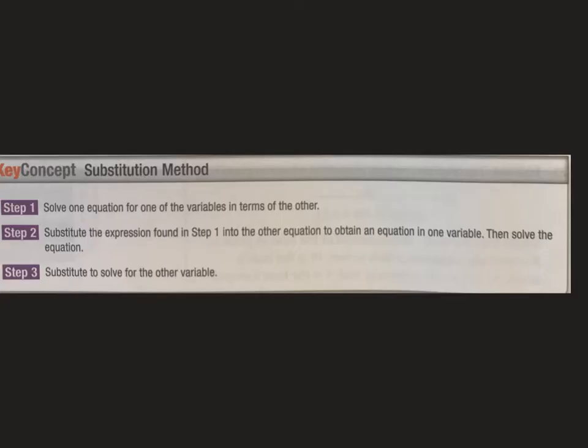Alright, so here's our key concept for the substitution method. Our first step would be to solve one equation for one of the variables. In other terms, we can think of this as isolating. I'm going to isolate a variable, so we want to get it by itself. You want it to say x equals and have a whole expression on the other side, maybe something that will end up looking like this, okay? Or it could be any other variable, but you're isolating a variable.